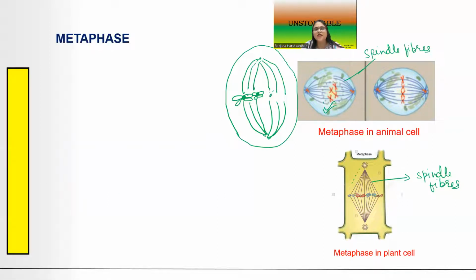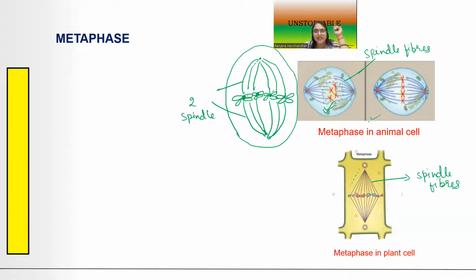If I draw this as the centromere, then from the side of the centromere, these chromosomes' spindle fibers are coming towards your centromeres. Can we see that? Yes, we can see. So towards every centromere we are seeing two spindle fibers are migrating towards the centromere of the chromosomes. Can you see it in this diagram, children?